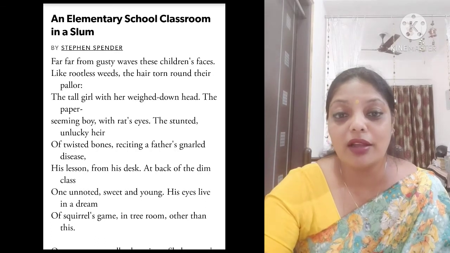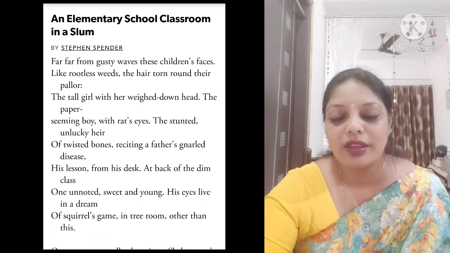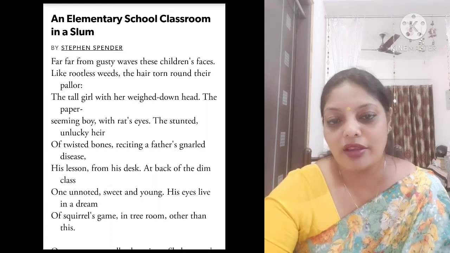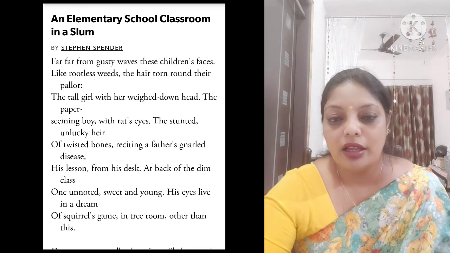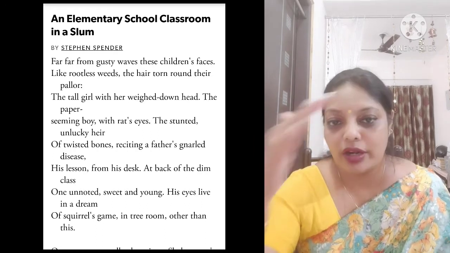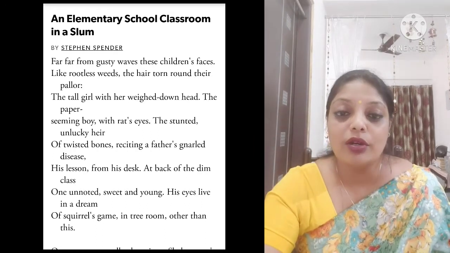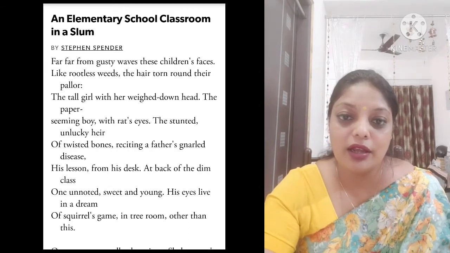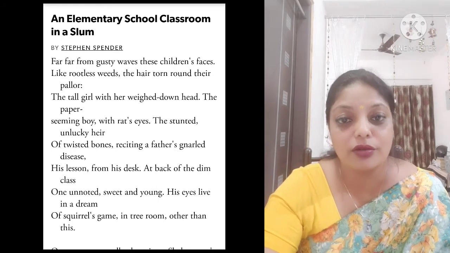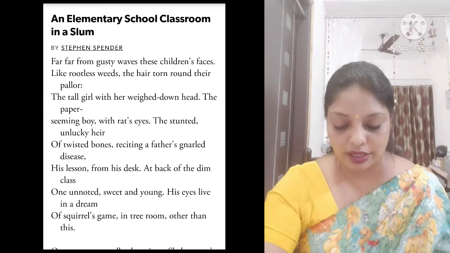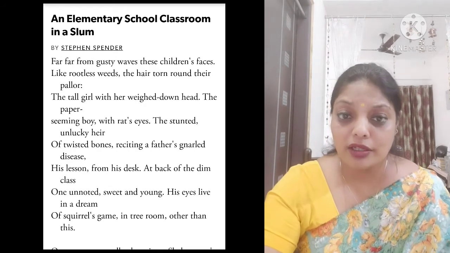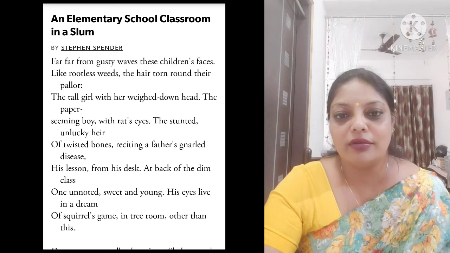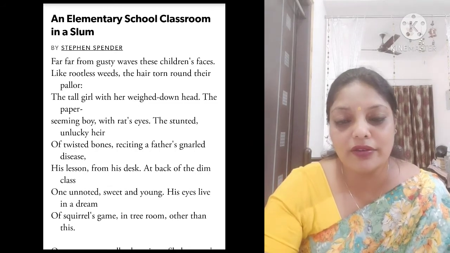But these children are coming to school just like that, uncombed hair, whatever clothes they have, they are wearing that and coming. And all their hair is spread on their forehead. A tall girl with her weighed down head. So there is a tall girl in that classroom, and she always has her head bent. It's bent because of the tension that she lives in, because of the circumstances that she lives in.